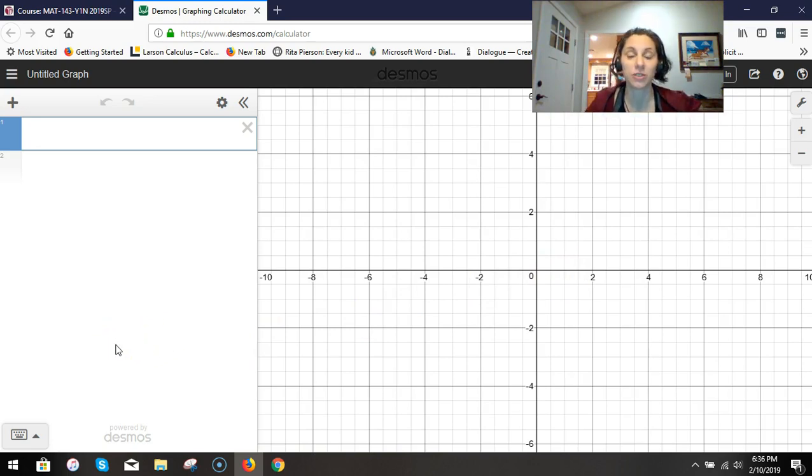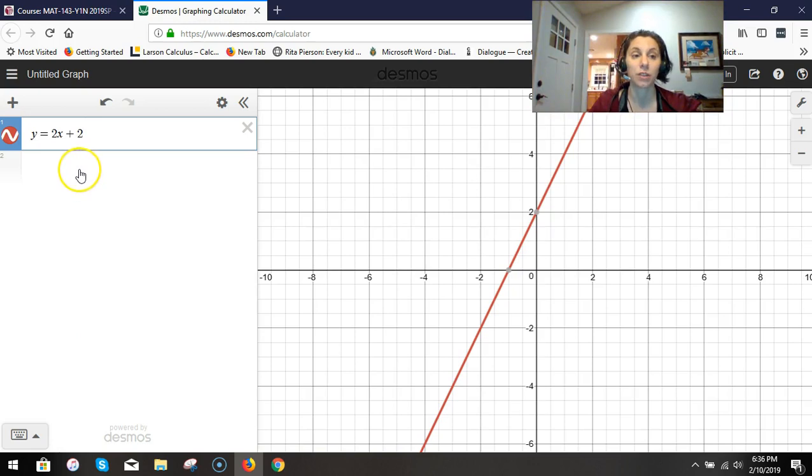It's much easier to use than, say, the TI-84. And you just type it in the way that you would write it, really. So if I had y equals 2x plus, I'll say 2, I hit y equals 2x plus 2, and there you go.